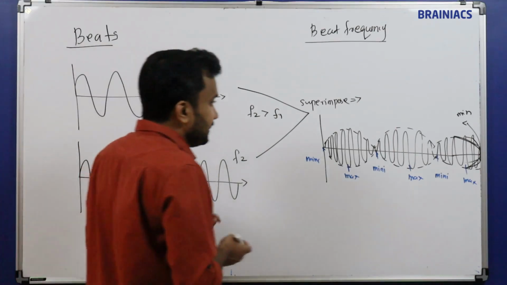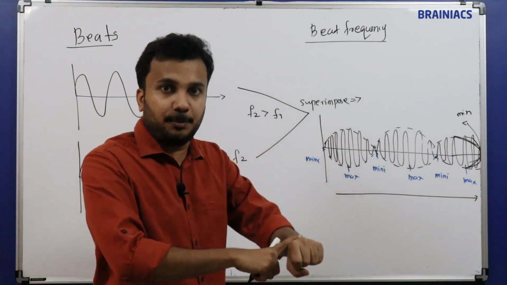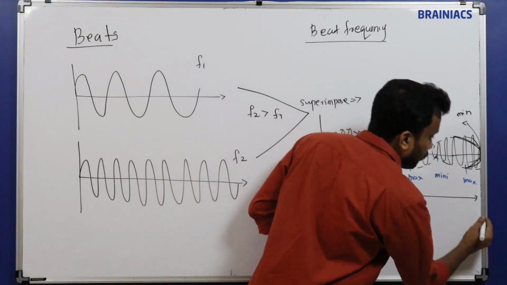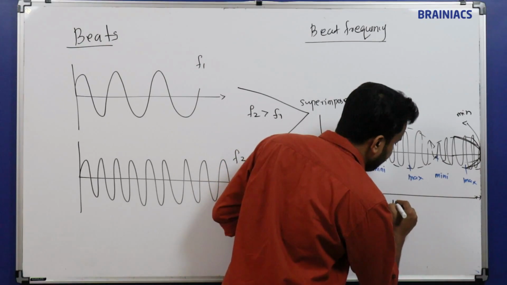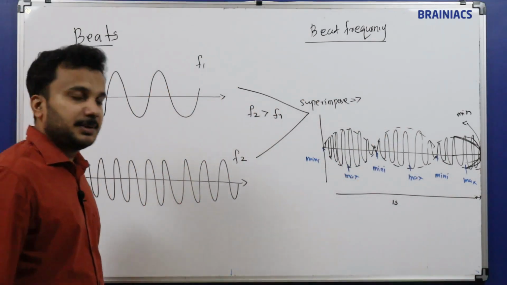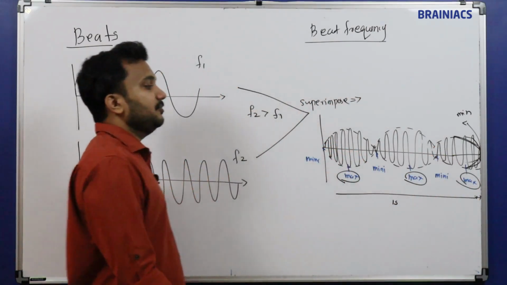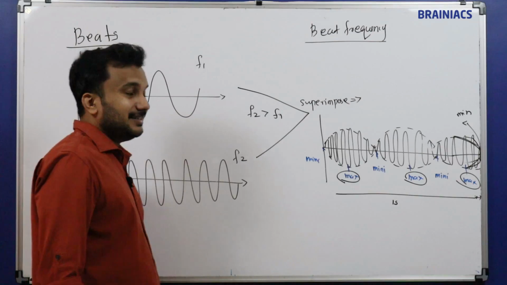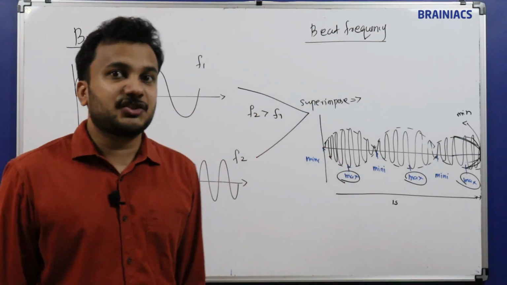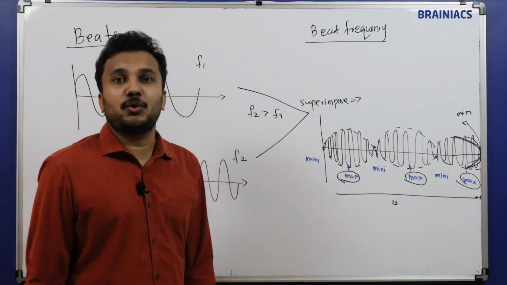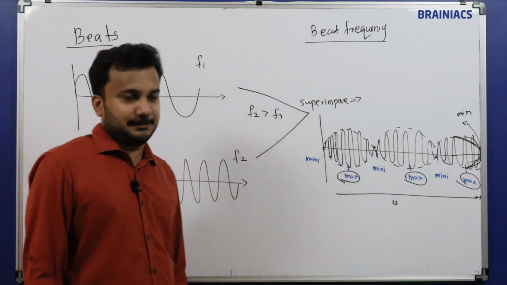Okay, suppose from here I started a stopwatch, and stopped it at this point. The stopwatch is stopped, so the time taken from here to here is 1 second. So how many maximas will be here? Number 1, number 2, number 3. The number of maximas produced is known as beats.